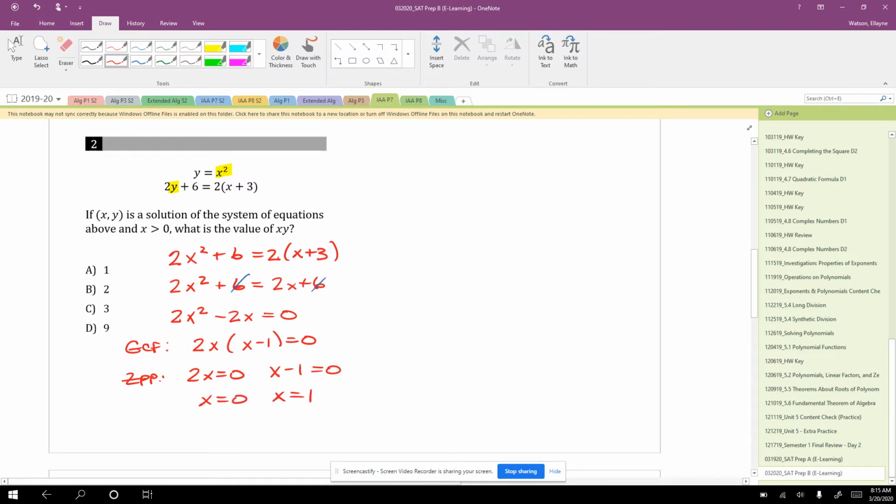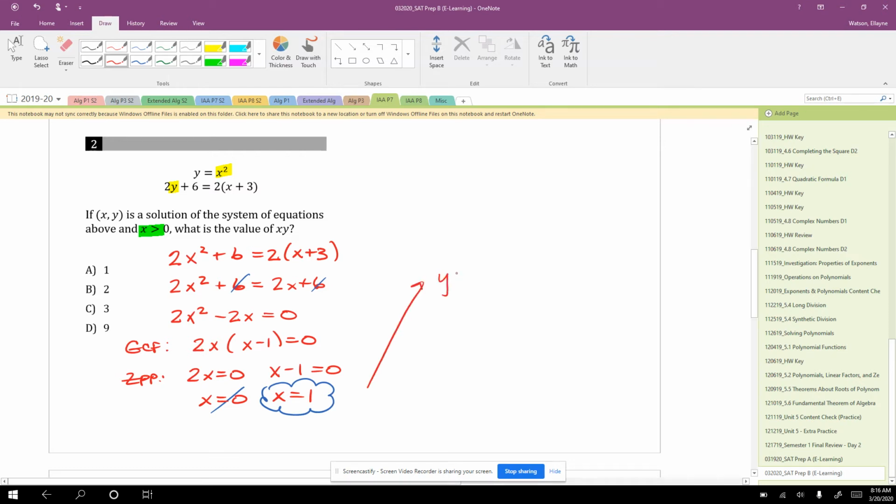Okay, so we get two answers. However, look back to the original problem. It says x is greater than 0. So this cannot be an answer. So this is what our x is. Great. Well, now we have x. We can go back and get y.